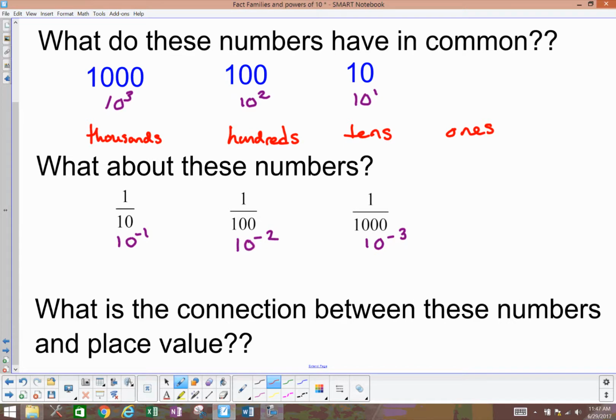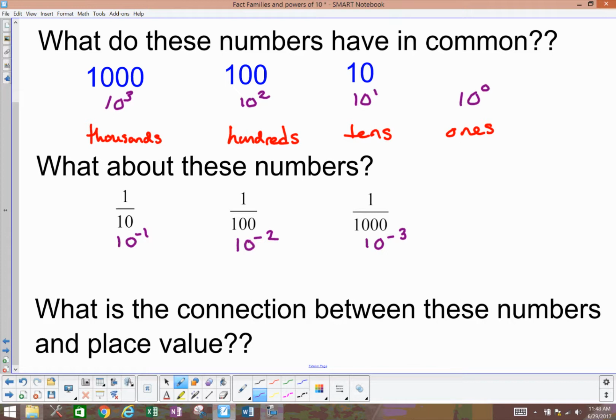Well, what power always gives you a result of 1? Well, that's anything raised to the 0 power. So we are still looking at a power of 10. 10 to the 0 power, or the ones place. Thousands, hundreds, tens, ones, these are our place values.